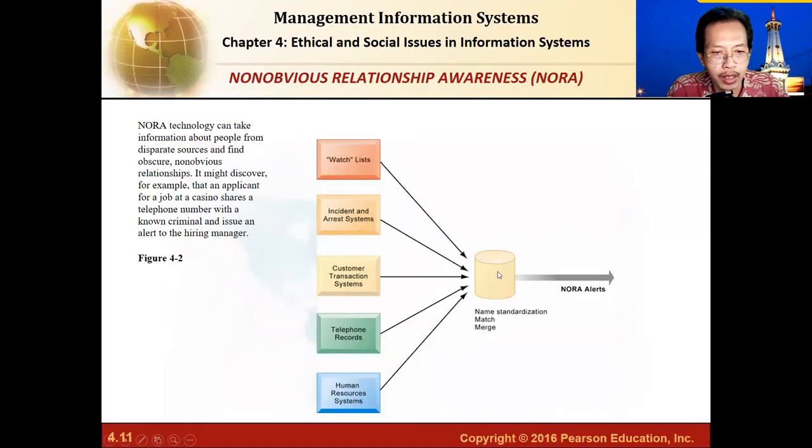Now, this is NORA, non-obvious relationship awareness. For instance, here you can see different sources of data from the police system, from a store's transaction system, from an ATM, telephone records, calls, texts that are made, maybe email if it's hacked, and then other systems that are connected to the company, for instance, human resources systems. All those could be extracted and put into one database. And using these data sources, you could find out relationships that are not obvious.